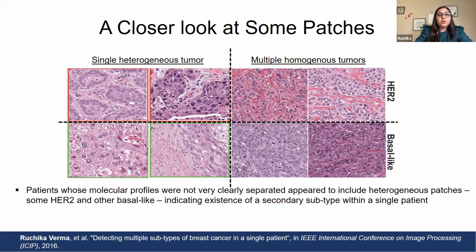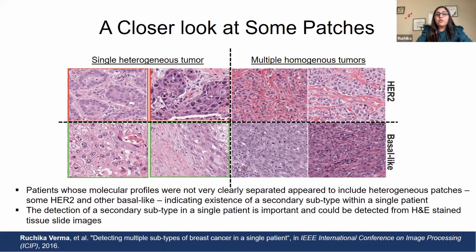So there we saw that the single patient had some patches which were very similar to HER2, and it showed higher probability when it was passed through the HER2 versus all detector. And there were some patches which showed higher inclination towards basal-like.